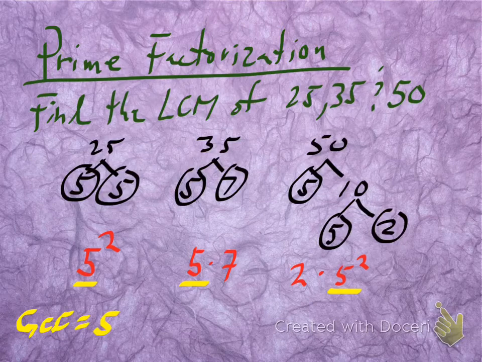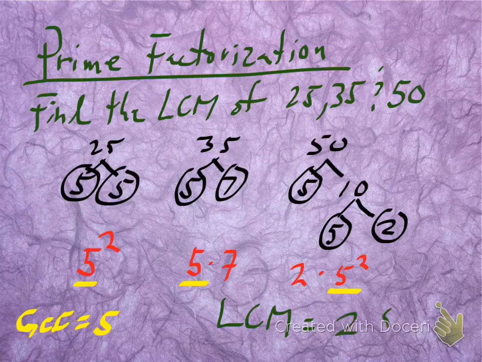Okay, but what we're focusing on today is the LCM. Now the LCM is a little different. Instead of looking at the minimum that is in each of the factorizations, we're going to look at the most each time a factor occurs. So we're going to start by writing down all the factors that occur here.